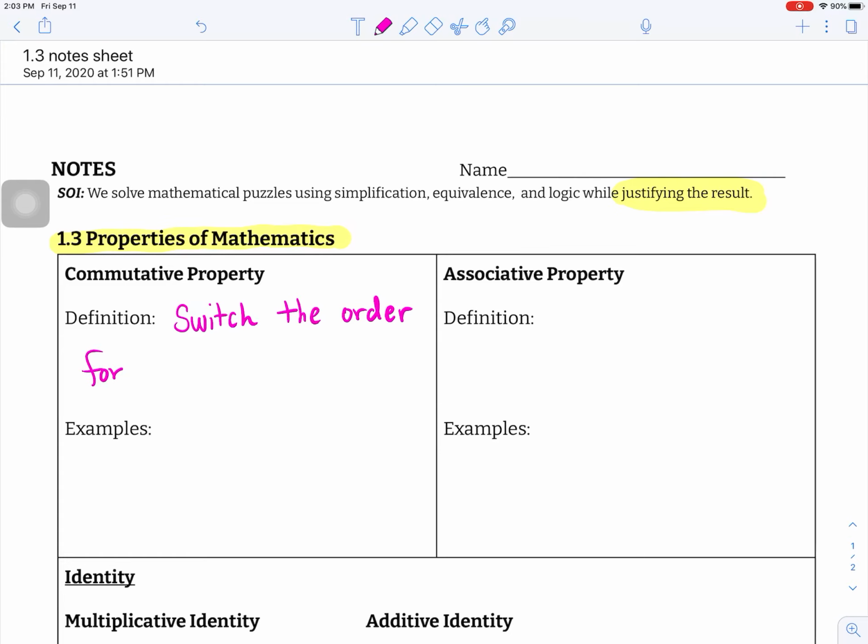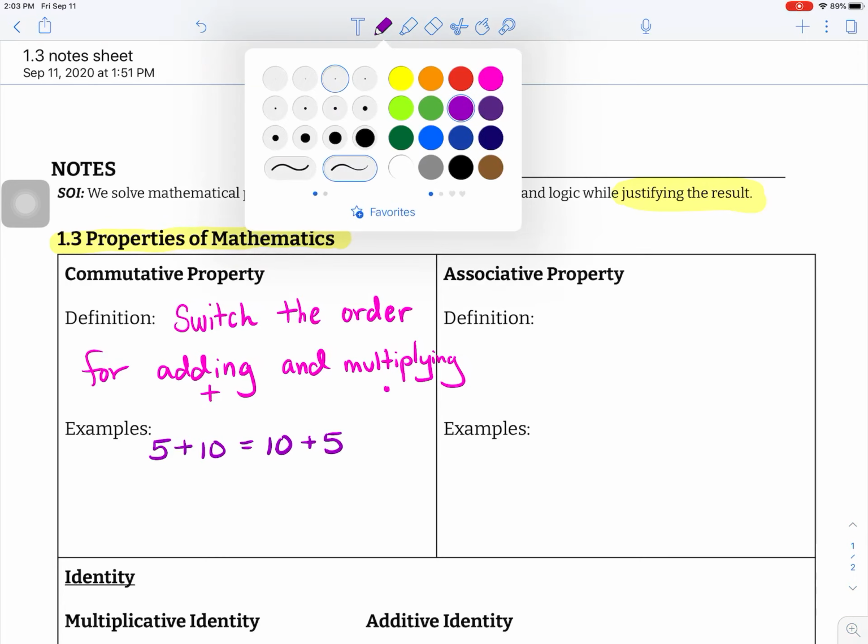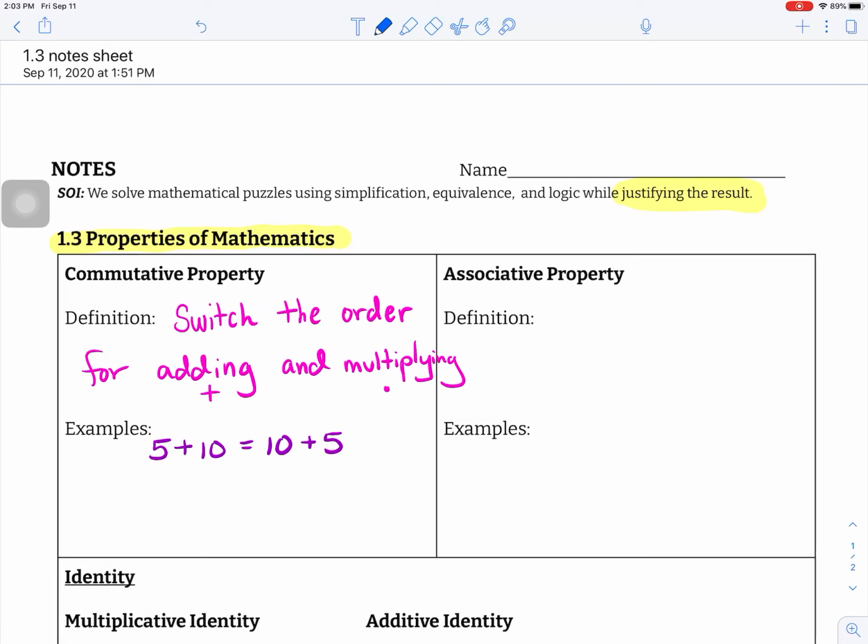Switch the order for adding and multiplying. So the example from the quiz, a great one, right? 5 plus 10 is the exact same thing as 10 plus 5, right? It's 15, no matter what. Then, when I think about multiplying, 2 times 7, that's 14. If I flip that order and I say 7 times 2, that's also 14.